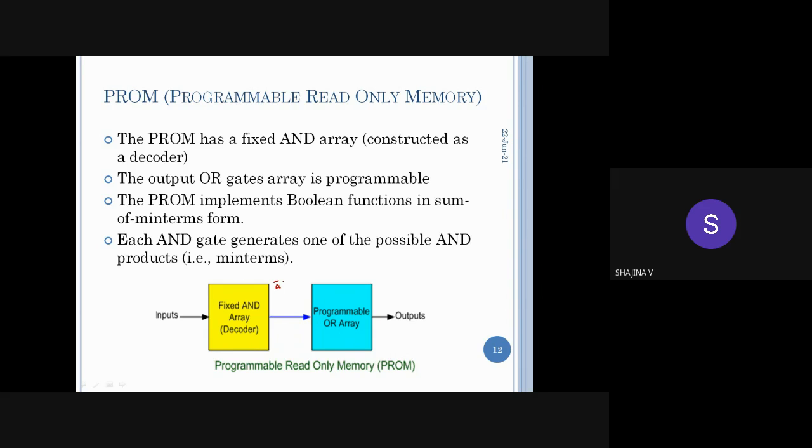That is, all the minterms means if it is a 2 variable function, a bar, b bar, a bar, b, a, b bar, a, b. These are the minterms. If you have 2 inputs, these 4 minterms will be available at the output of AND array. If you have 3 inputs, 8 combinations will be available. So using this programmable OR array, we can program this OR array. Also, we can implement as sum of these product terms.